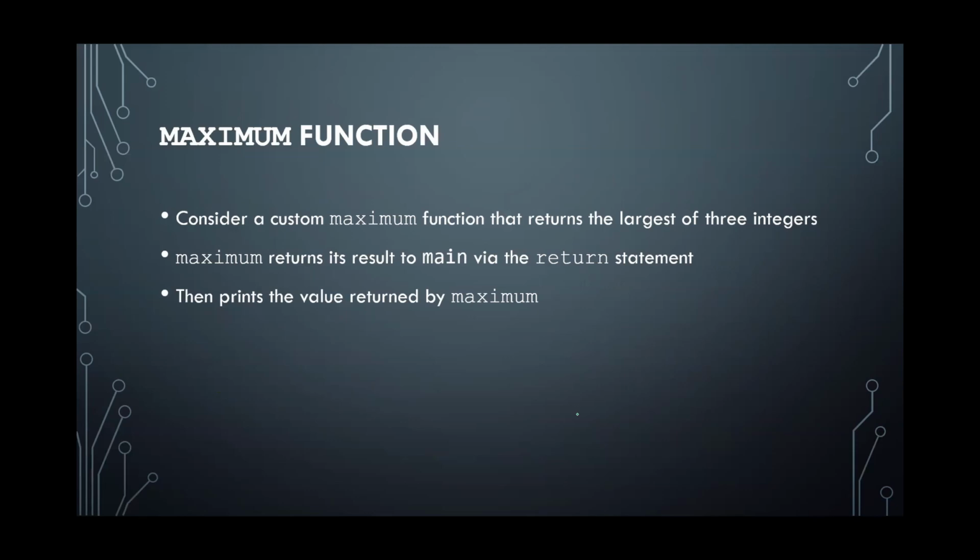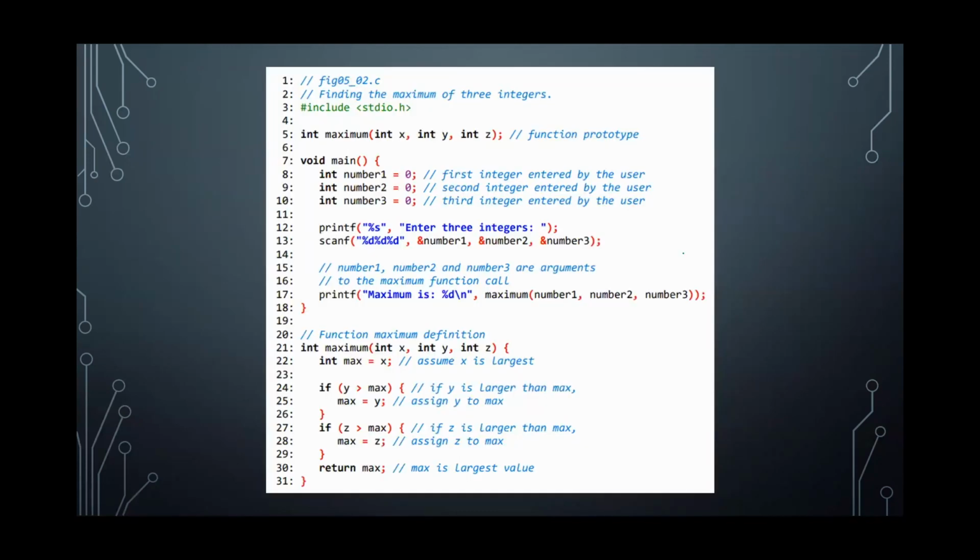So let's take a look at another section of code. We're going to consider a function called maximum. We want to create a function called maximum that returns the largest of 3 integers. Maximum returns its result to the main with a return statement and then prints the value returned. So you're going to give it 3 different integers and you want to return the maximum of those 3. So let's take a look at this code.